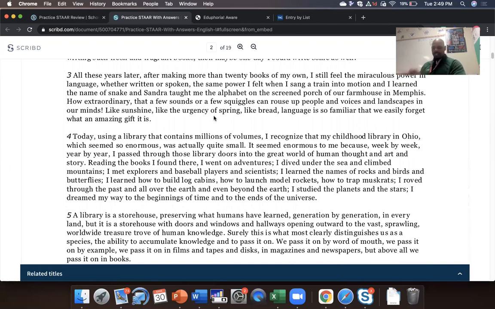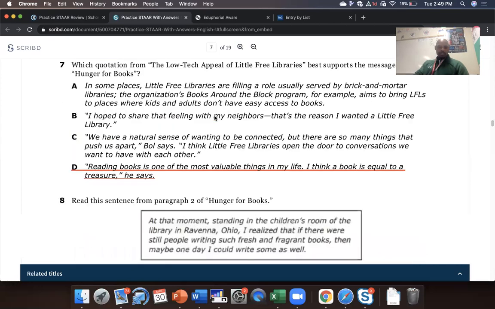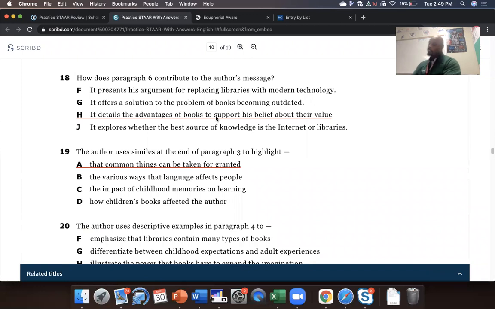So the question is what's being said at the end of paragraph 3 that is given more light as a result of the similes? So based on that, language is so familiar that we easily forget what an amazing gift it is. That's not to say ignore the rest, but at the same time, again, our focus is the end of paragraph 3. Like sunshine, like the urgency of spring, like bread, language is so familiar that we easily forget what an amazing gift it is. So when you look at what's being said, when we take a look at the answer choices for number 19, the only one that really matches what's being said is A. Make sense?